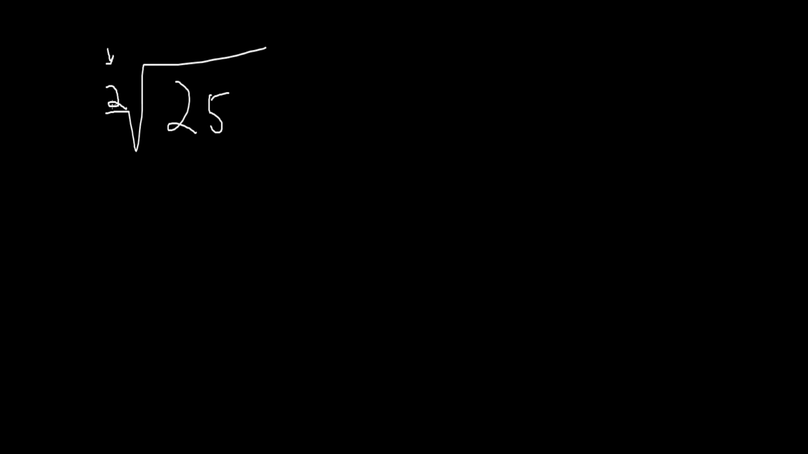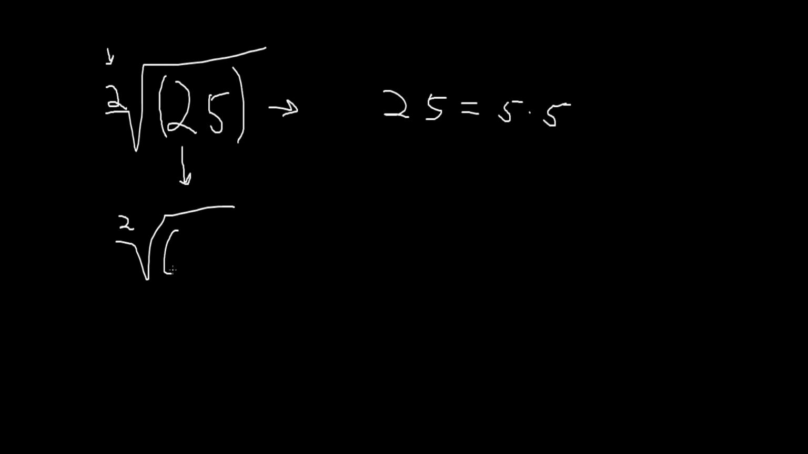What this 2 means is that you need to multiply that many of that number in order to bring it to the outside. Let's first clarify something: 25 equals 5 times 5. I think that's not a controversial statement. So what we're going to do is rewrite this, instead of the square root of 25, as the square root of 5 times 5.